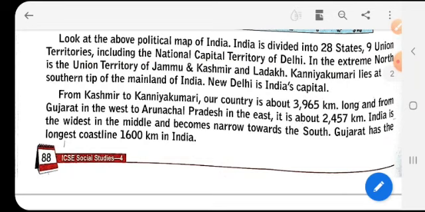India is the widest in the middle and becomes narrow towards the south. When you see the map of our country, you will see that India is widest in the central part, and it gradually tapers down. It gradually turns narrow towards the southern side. Gujarat has the longest coastline of 1600 kilometers in India.